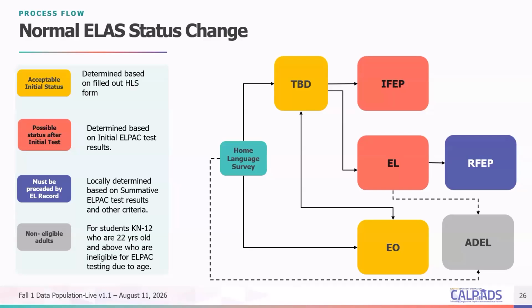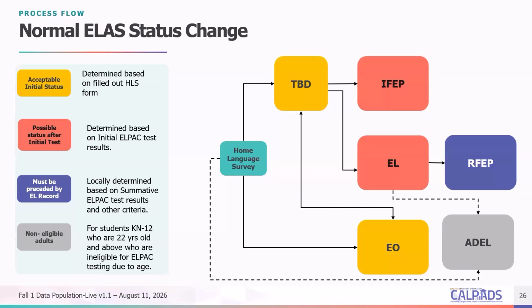If the home language survey indicates a primary language other than English or ASL, the student will get an ELAS of TBD, to be determined, until they are given the initial LPAC assessment. So students may only remain in a TBD status for 30 days. So if a student is TBD and takes the initial LPAC assessment, the results will place them in either one of the two statuses. If the initial LPAC indicates the student is English proficient, the student will be placed in IFEP status.